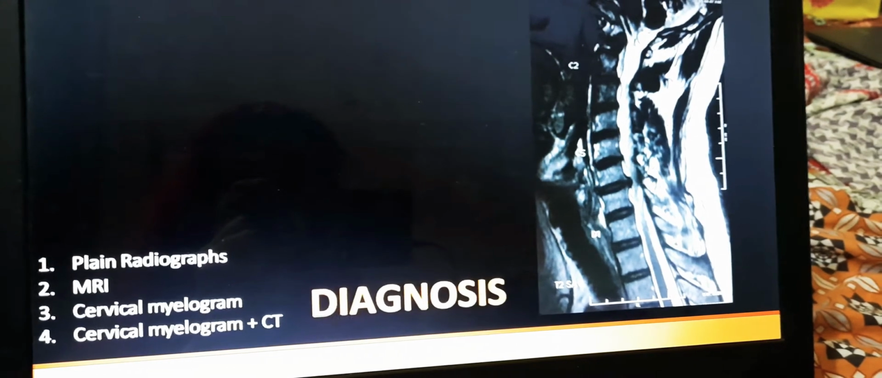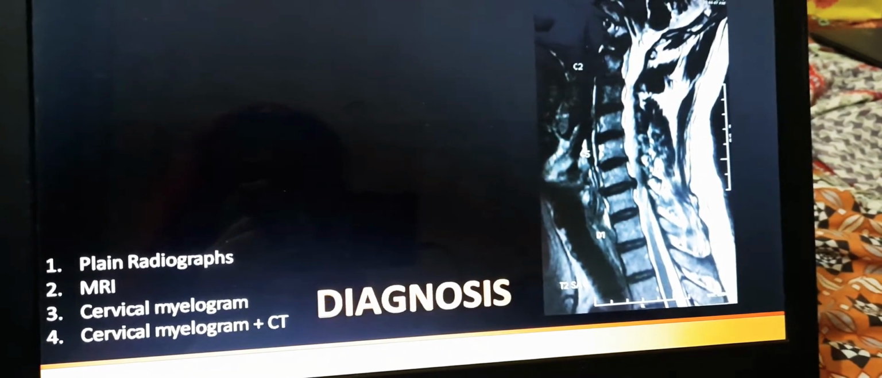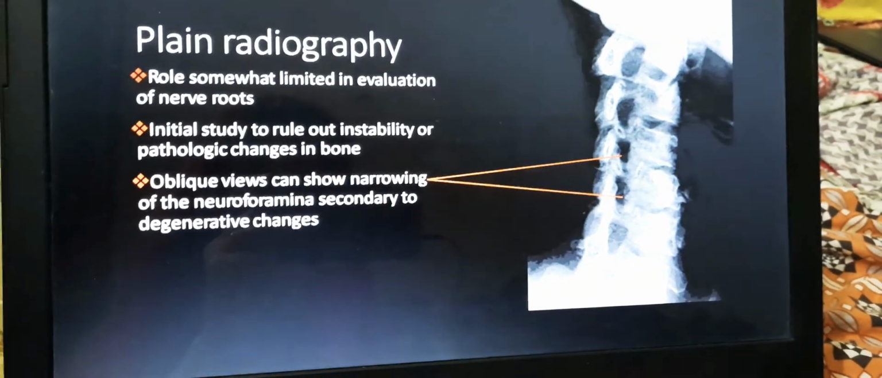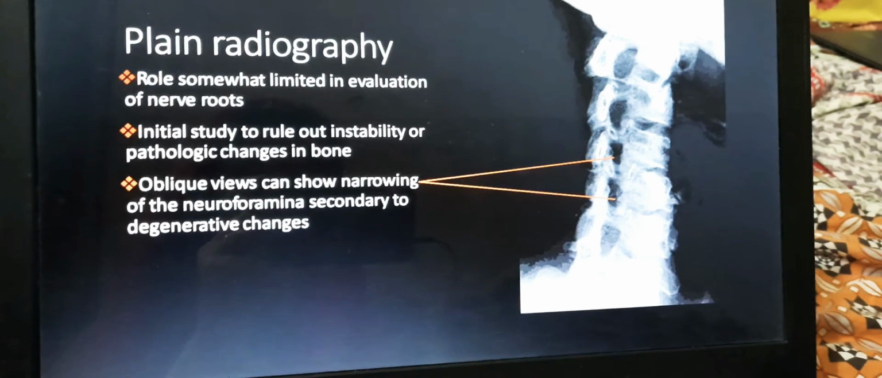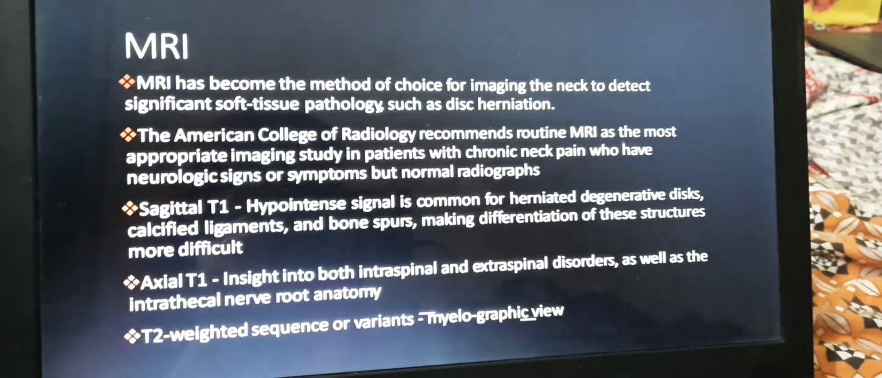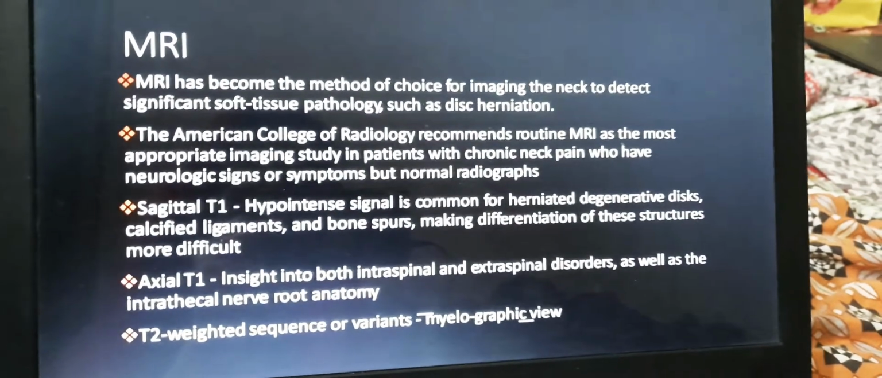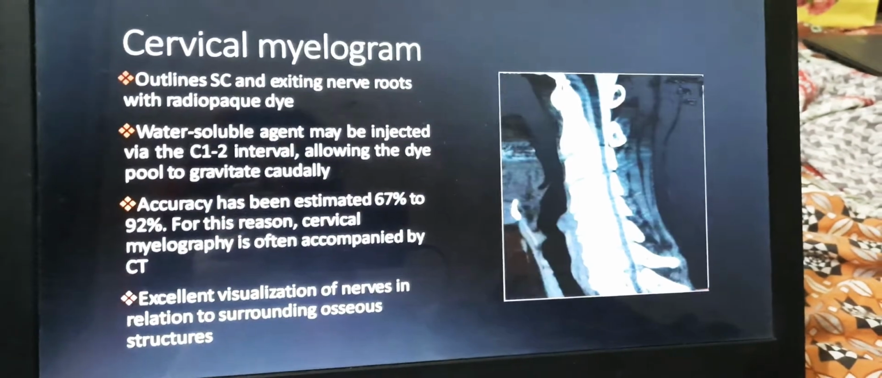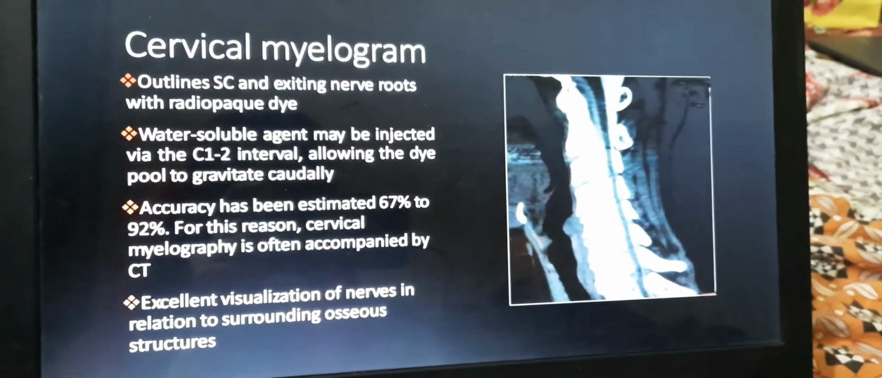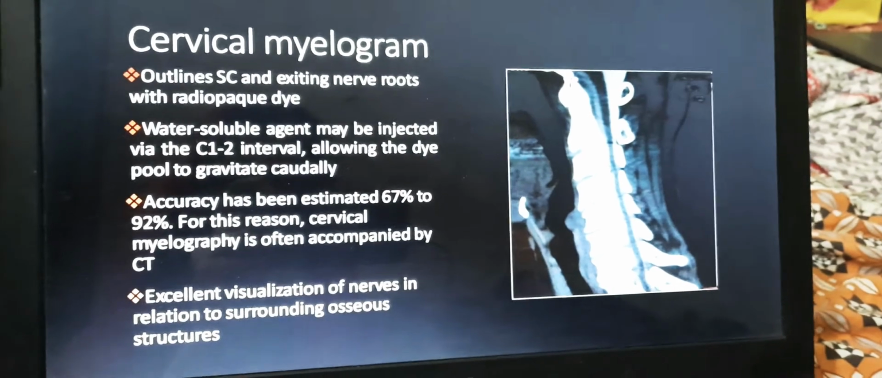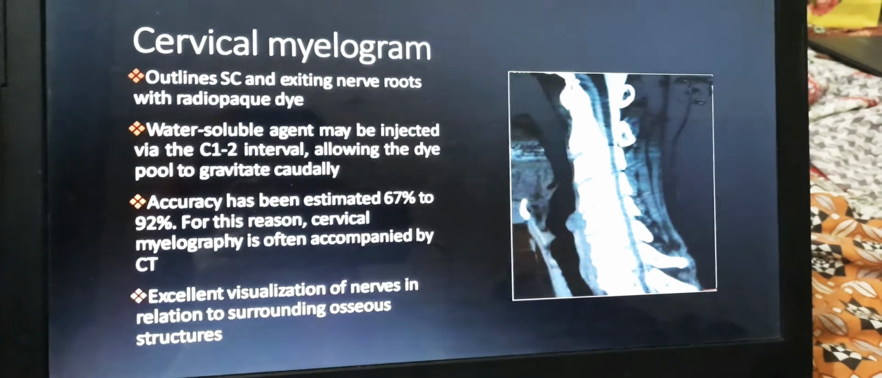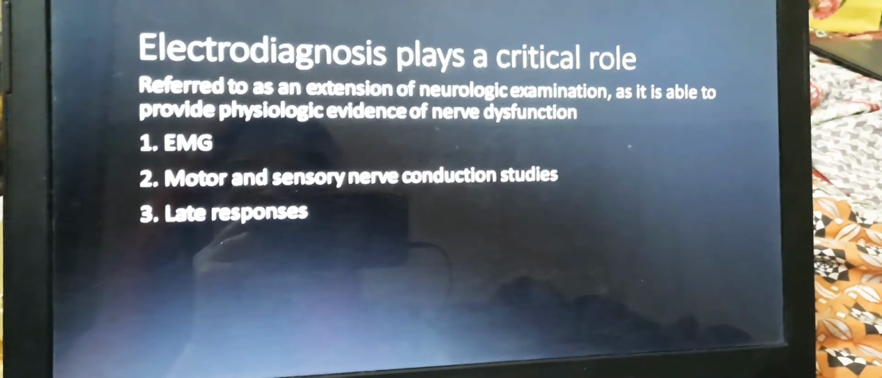Diagnosis could also be done by plain radiographs, MRI, cervical myelogram plus CT. Plain radiographs could show narrowing of the neuroforamina secondary to degenerative changes, and MRI could detect significant soft tissue pathology, disc herniation. A cervical myelogram could outline the exiting nerve roots with radiopaque dye, and visualization of the nerves in relation to surrounding osseous structures is possible with a cervical myelogram.